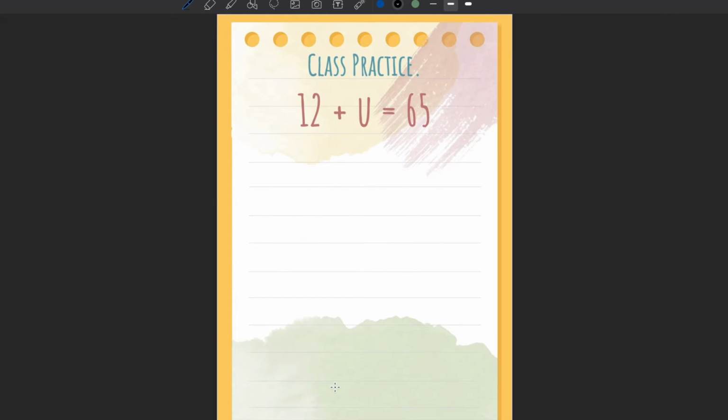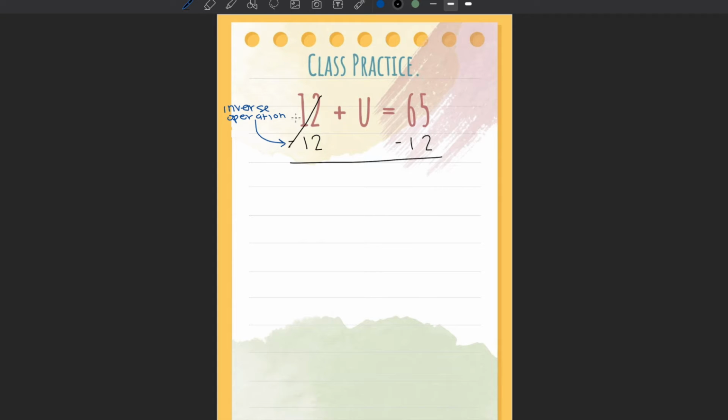All right, we're going to review this problem together as a class. It says 12 plus u equals 65. Well, first thing we must do, which we've been working with this past week, is we must first find the inverse operation. We know that our 12 is a positive 12, so the inverse operation for addition is going to be subtraction, so we need to subtract 12 from each side. And whatever we do to one side, we have to do to the other side.